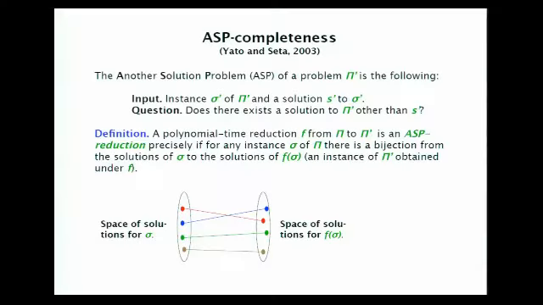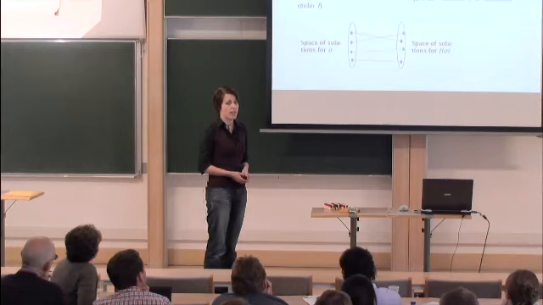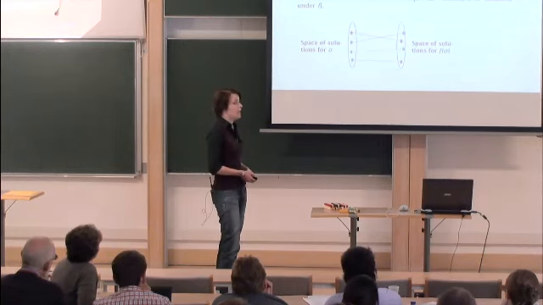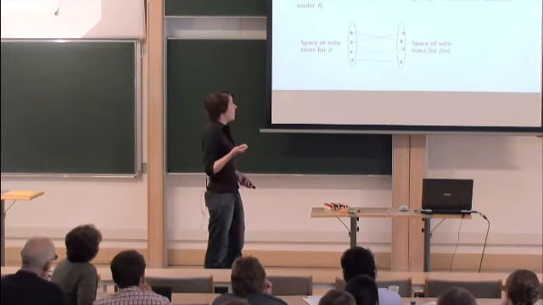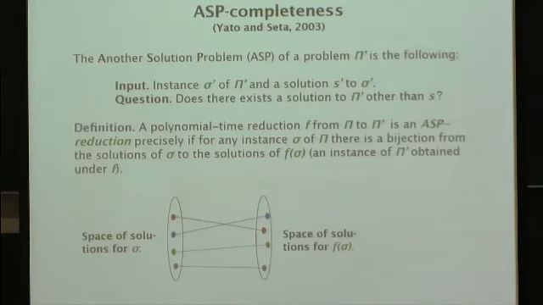Now, to prove that something is ASP complete, you start with a problem for which you know that it's already ASP complete, and you take an instance. This instance is associated with a couple of solutions, so we call it the solution space. Then you take your reduction, and you try to transform this instance into an instance of your problem under investigation, and you have to guarantee that this reduction can be done in polynomial time.